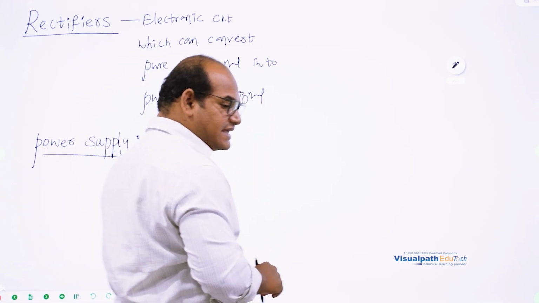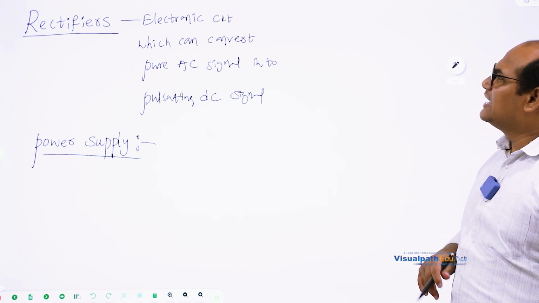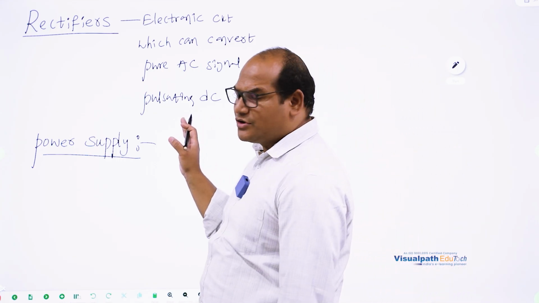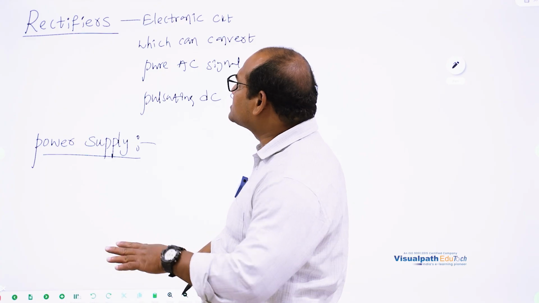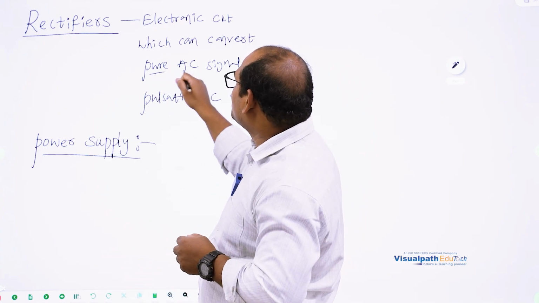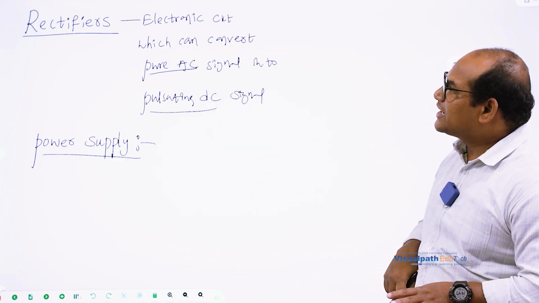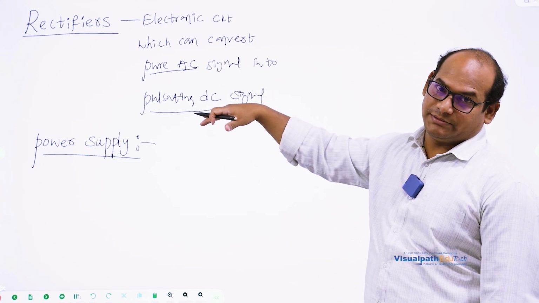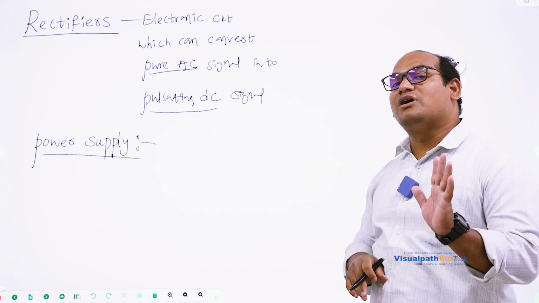In the next slide, we will see in detail what a pure AC signal and a pulsating DC signal are. Here I am just giving the definition of the rectifier. A rectifier is an electronic circuit, because it involves an electronic device like the diode. Using diodes, we can perform the rectification operation. One thing you have to remember: a rectifier will convert pure AC signal into pulsating DC signal only. A rectifier cannot convert pure AC signal into pure DC signal. That is what you have to remember.